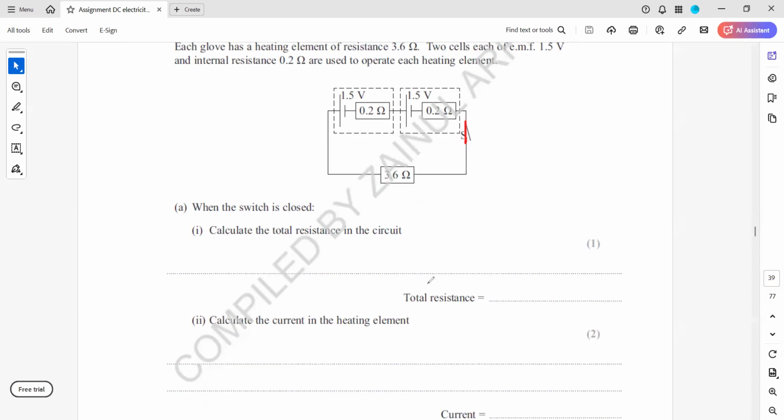If we close the circuit, this is the flow. They are all connected in series, so we just add. So 3.6 plus 0.2 plus 0.2. The total resistance will be 4 ohms, including the internal resistance as well, because the internal resistance also takes part in applying resistance in the circuit.